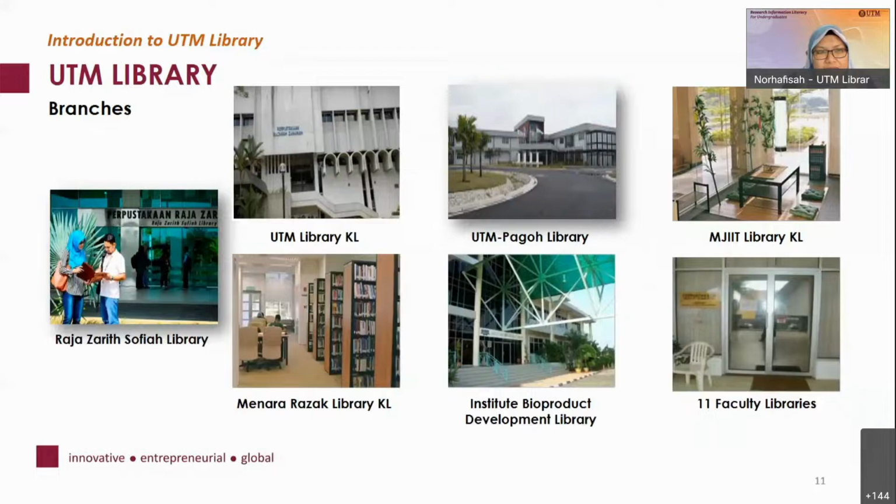And we also have branch libraries, of which the nearest is Raja Zarith Sofiah Library in Johor Bahru. For the faculties, we have 11 faculty libraries, and you can see on the screen we also have the IBD library, and in Pagoh the UTM Pagoh library. In Kuala Lumpur we have 3 libraries, which are the main UTM library, the MJIIT library and the Menara Razak library.